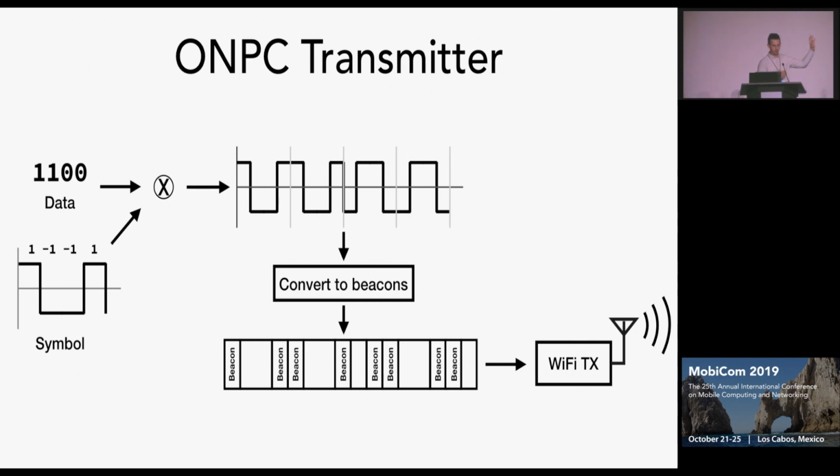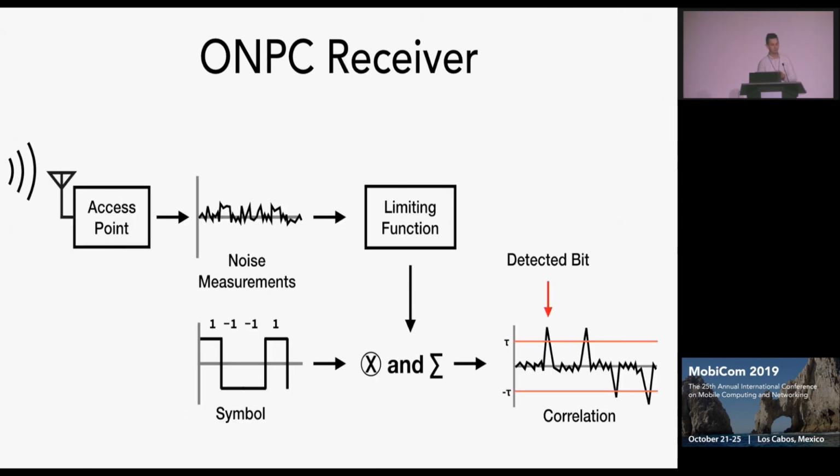Here's a flow chart of the transmitter. We have some data we want to transmit out. We have some kind of symbol. In this case, it's a 4-chip symbol. They're a lot bigger in the actual implementation, but this is just for illustrative purposes. We correlate that together and come up with a pattern of ones and negative ones. We then convert this into ons and offs of beacons, and we send out these beacons in this pattern. On the receiving end, the access point is just constantly measuring the noise, running this through a limiting filter, and then it correlates it with the symbol and looks for it. If there's a high correlation between the noise that's been collected and the symbol, then it knows it's detected a bit, and so it's able to receive the data that way.